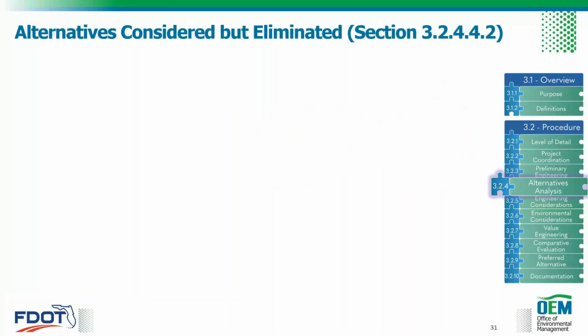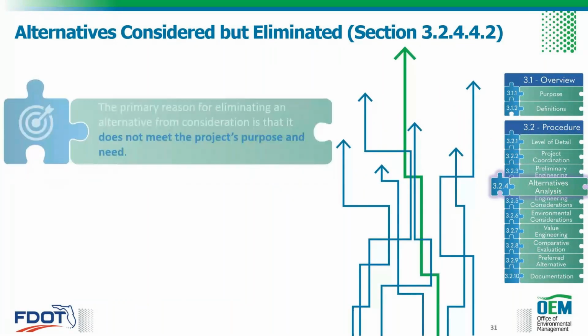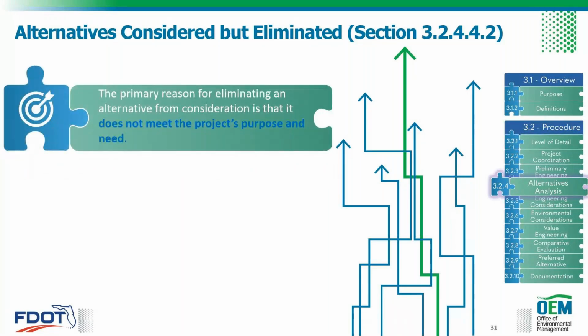Okay, moving on to the alternatives considered but eliminated. As Lauren mentioned earlier, the primary reason for eliminating an alternative from consideration is that it does not meet your project's purpose and need.